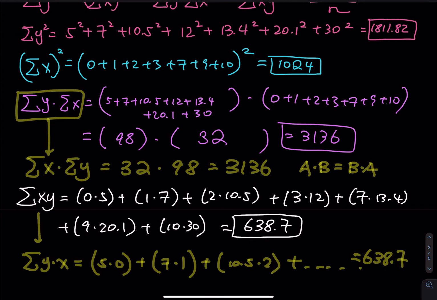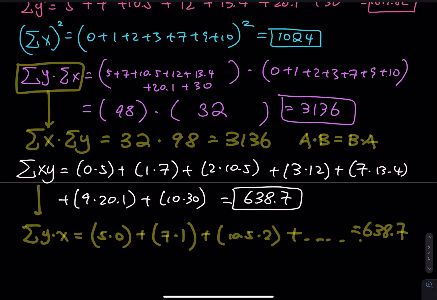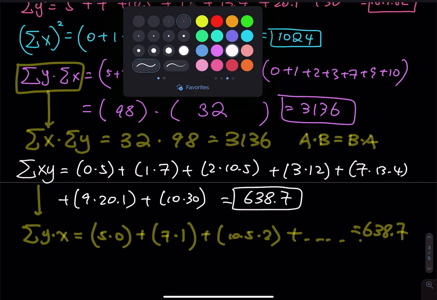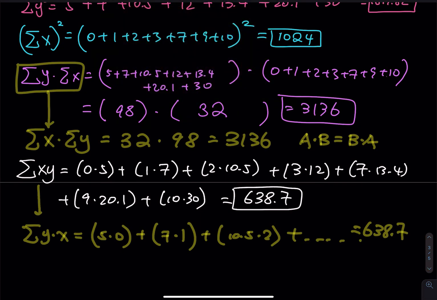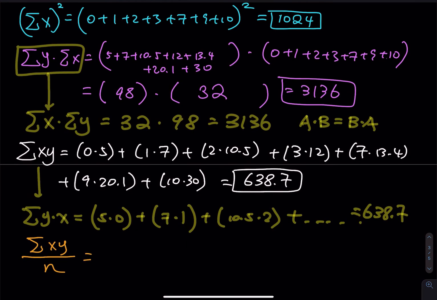And then we have 2 more to go. So let me make sure that is right. Yep, we have 2 more to go. The sum of xy divided by n, and then the square root of that. So the next one is the sum of x times y divided by n, and then what is the sum? The sum of x times y, that is 638.7. So what does n stand for?